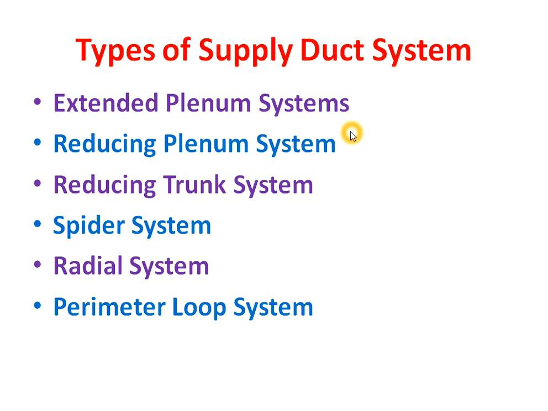First of all, see how many types of supply duct system there are. Its types are mentioned here. First is extended plenum system. Second is reducing plenum system. Then reducing trunk system, spider system, radial system, and perimeter loop system. So these are the types of supply duct system. In today's video, we will see in detail about extended plenum system. In the next videos, we will see in detail regarding all these supply duct systems, but in today's video, we will see in detail regarding extended plenum system.